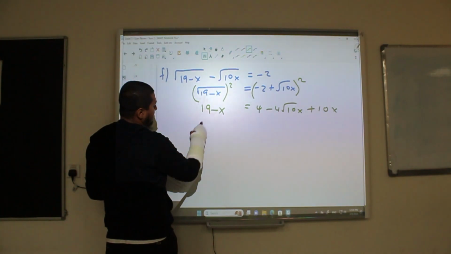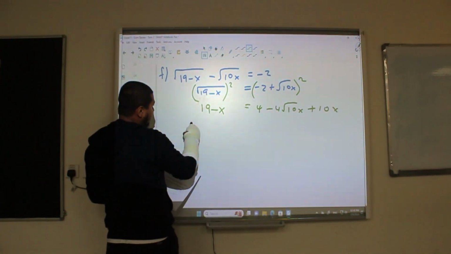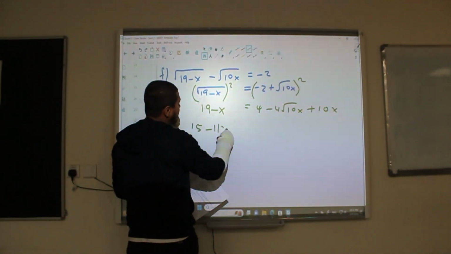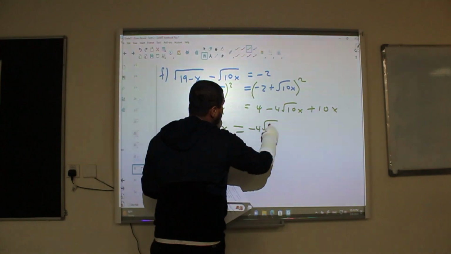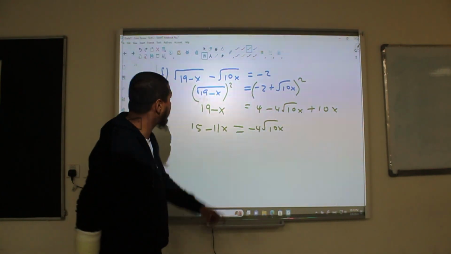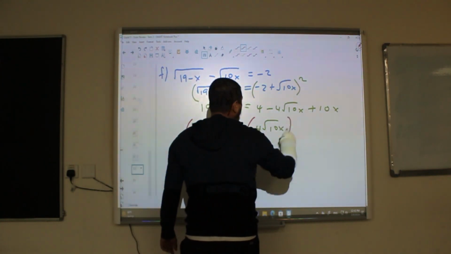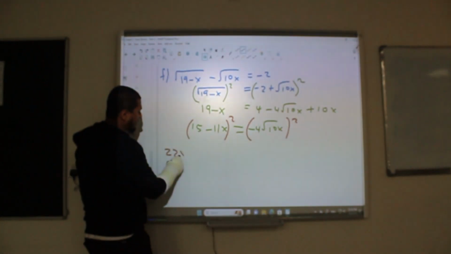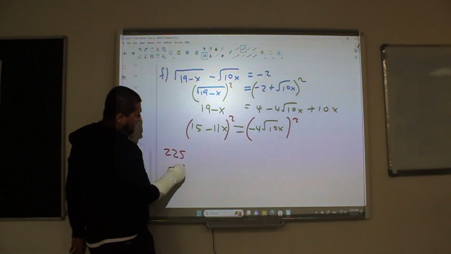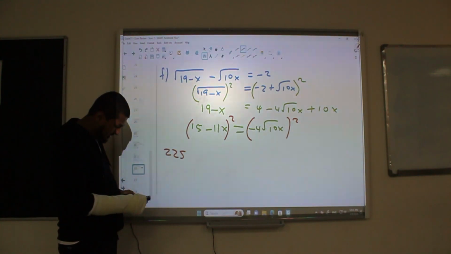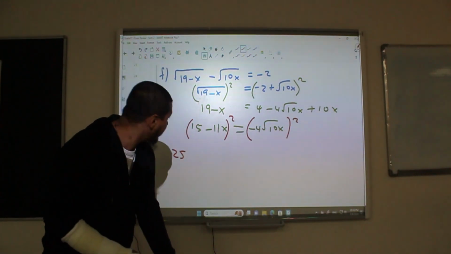Collecting everything over to the other side, 19 minus 4 is 15. Minus x minus 10x, so minus 11x equals negative 4 root 10x. Now again we will square both sides. So 225, because we have a binomial here, 225, what's the middle term? 15 times 11 times 2. I'm getting 330.